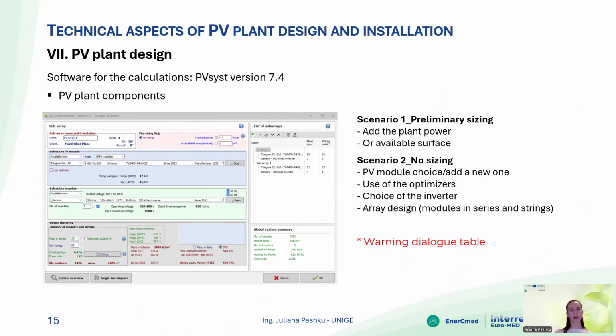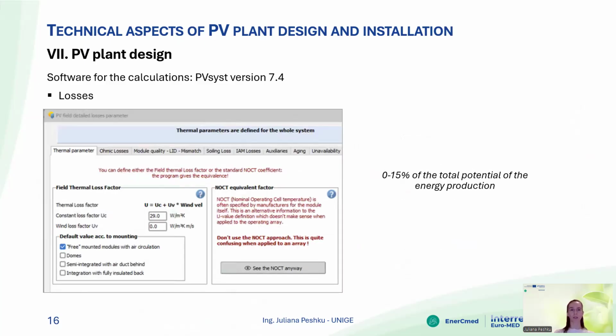In order to complete the data for the PV plant components, two scenarios can be followed. The first one consists in preliminary sizing. As we did before, we can directly add the plant power calculated inside the software, or we can put the available surface. Instead, the second scenario consists in no sizing, so we directly start choosing the PV model and adding their number, then defining the other components of the system such as optimizers, inverters, and array design with modules and strings.